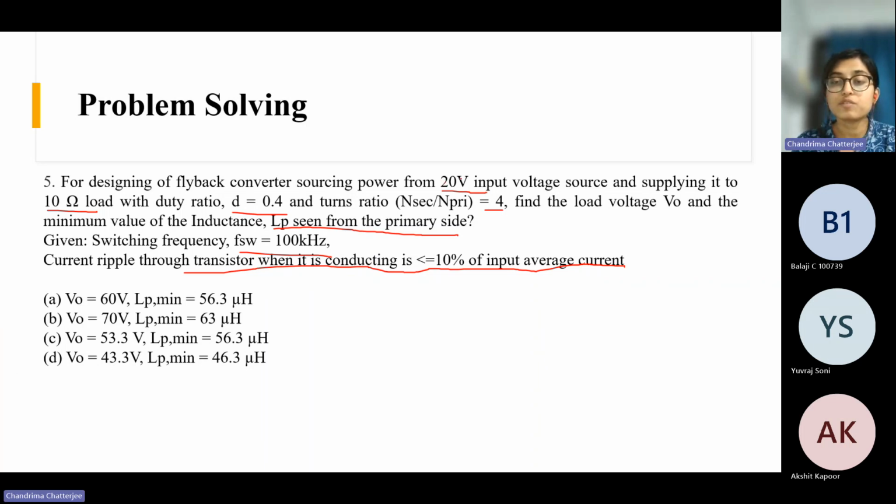So we have input voltage, we have the load resistance value, duty ratio value, the turns ratio, and we have the switching frequency, and we have this specification that our current ripple through the transistor is less than or equal to 10% of input average current. Okay, let's see.